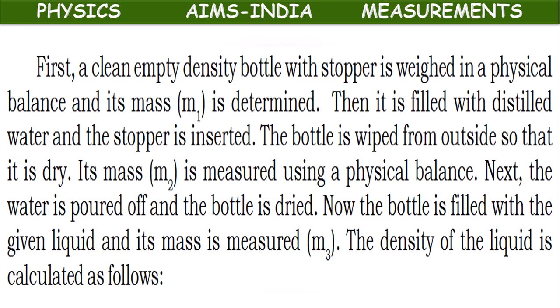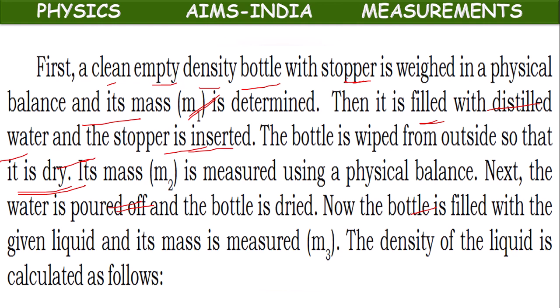Okay, children. So how to do the experiment? First, take a clean, empty density bottle with stopper and weigh it in a physical balance with all the parts. Let the mass be m1. Now this density bottle is filled with distilled water and the stopper is inserted. The bottle is wiped from outside so that it is dry.